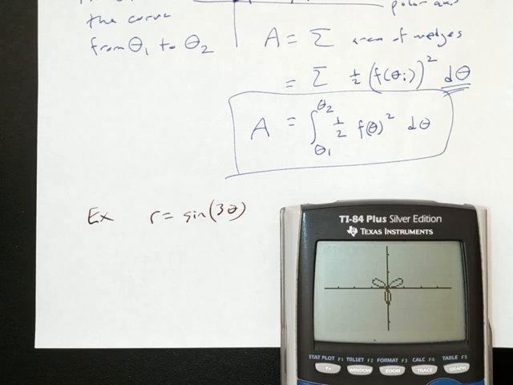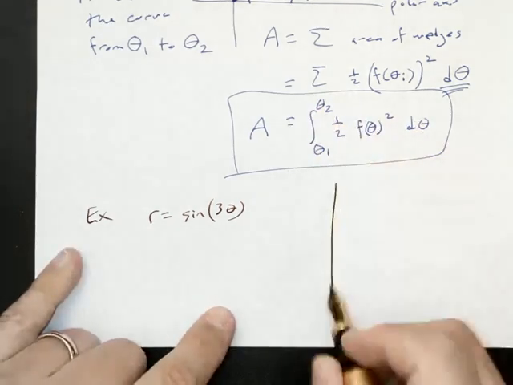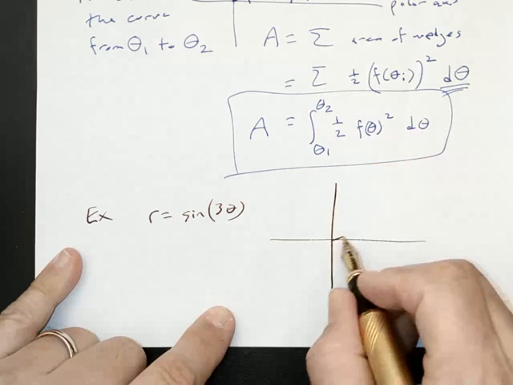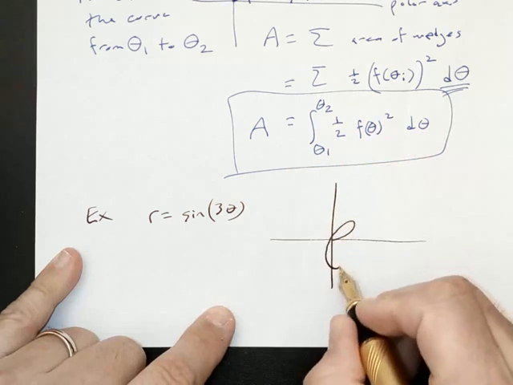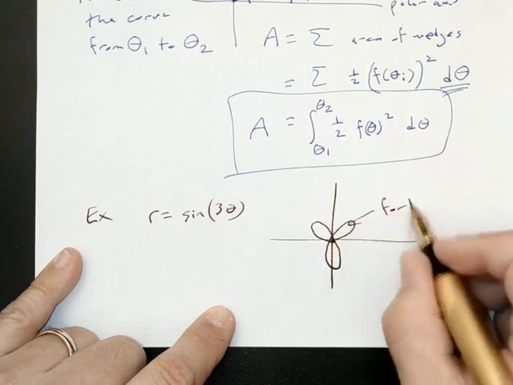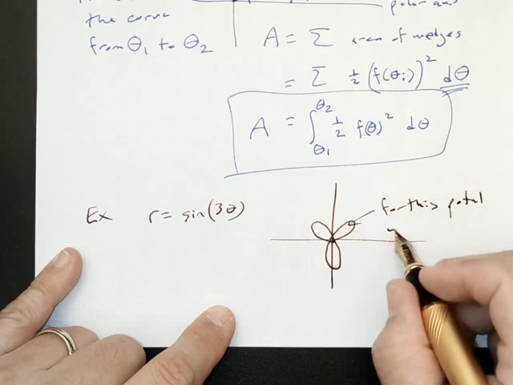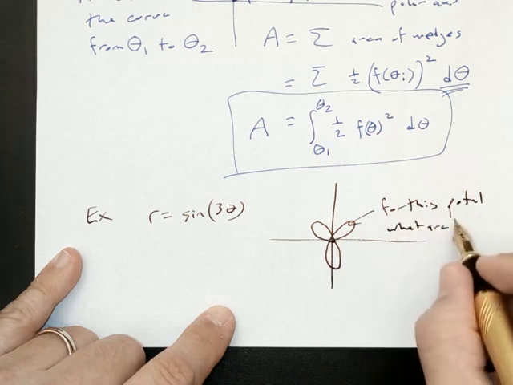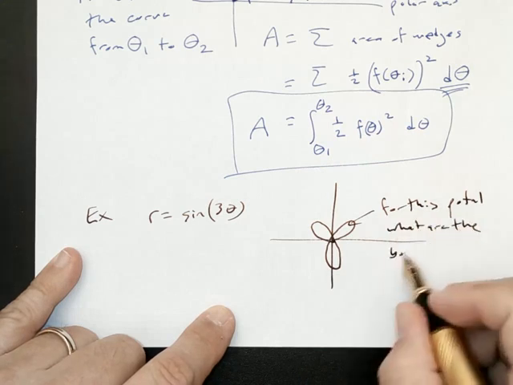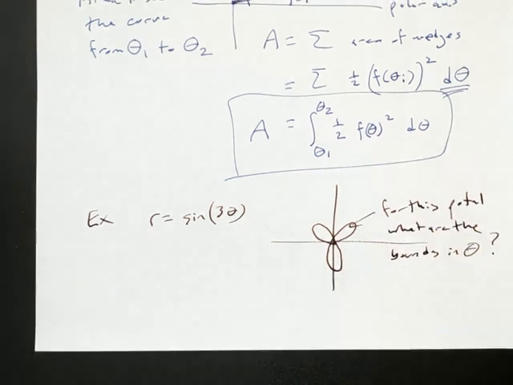Hold that thought. I don't know that yet. Let's figure that out. How do I get there from here? Because that's what I need to figure out to be able to use this. I need to know what the bounds in theta are.